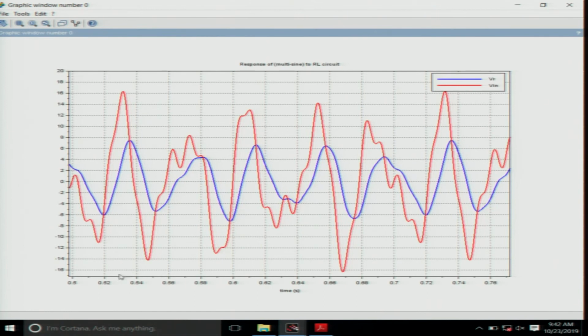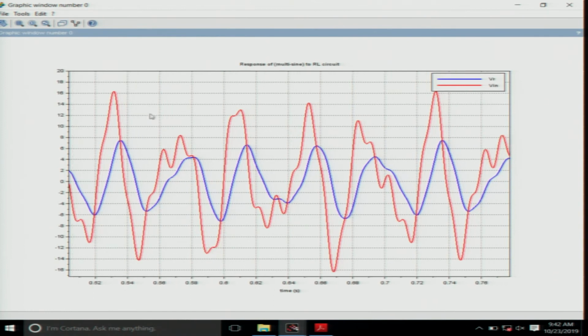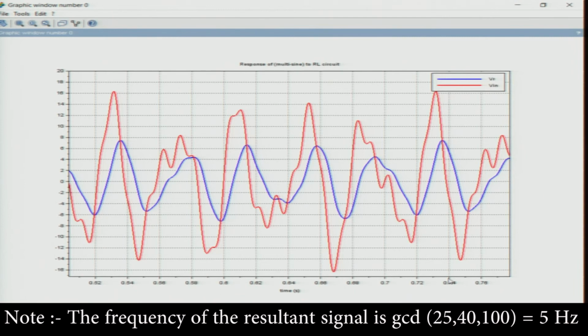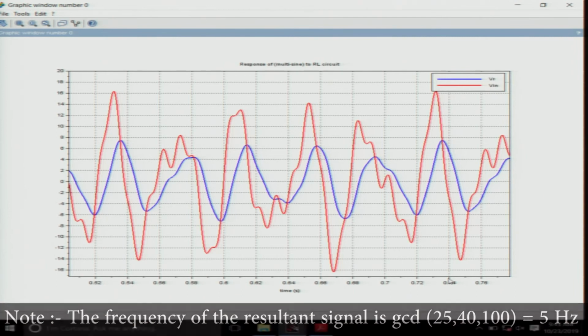Can you just show the peak of that highest peak there? Yeah, this one, and then it again gets repeated there. So you will find that this keeps on repeating, although the waveform looks like a very unhappy kind of waveform. The reason is of course that it contains 3 frequencies which are not multiples of each other. 25 hertz, 40 hertz and 100 hertz are not multiples of each other. So the period is in fact 5 hertz for this composite signal.